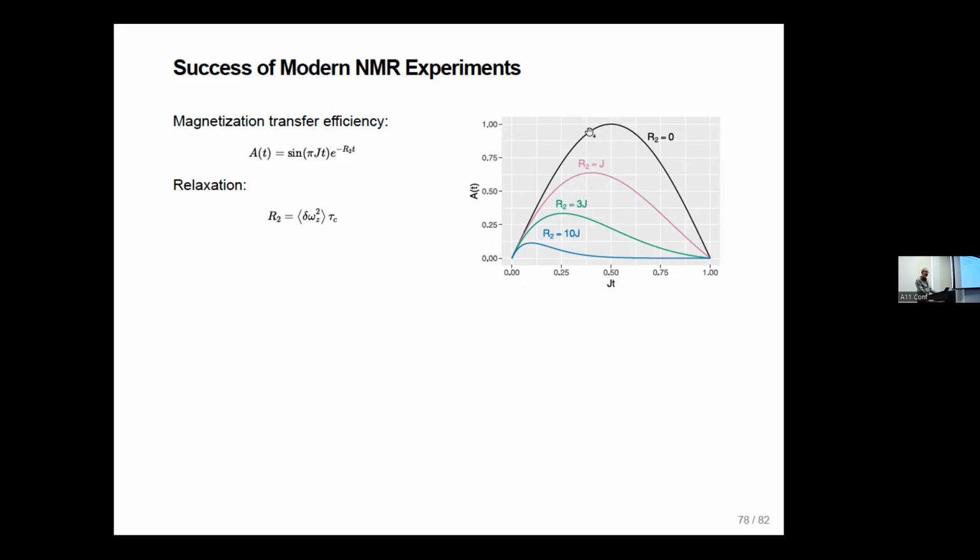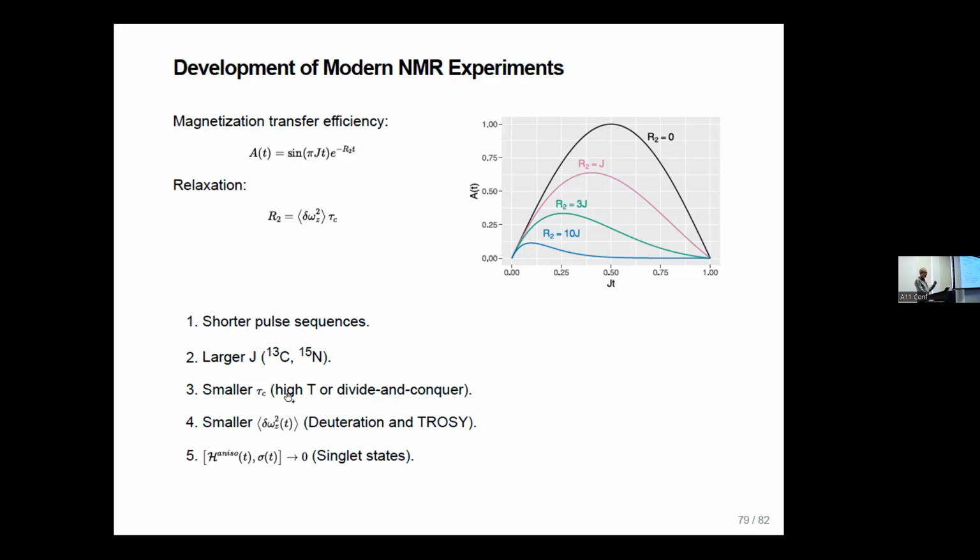In the beginning, you just had protons. You worked on small molecules. Then you got bigger molecules. You had to switch to heteronuclei with bigger J couplings in order to beat this equation. And then, once you've used up all the J couplings, the only thing you can do is try to make R2 smaller. And there's only two things. You can either make tau c smaller or you can make the variance smaller.